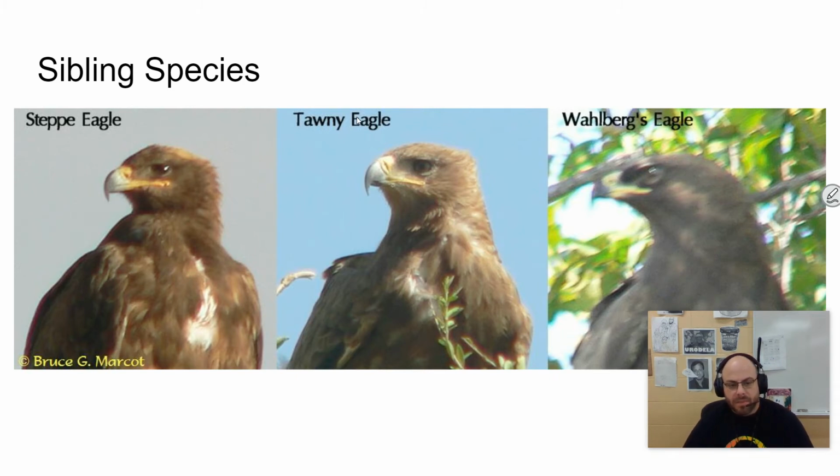This is the idea of a sibling species. We are so stuck on this idea that things that look the same are the same, and things that look different are different. I know that sounds weird, but this is an example of a sibling species where these three different species look very similar to one another, but they're actually separate species. They're not interbreeding populations. Even though they are morphologically identical, they are reproductively isolated from one another. And that's what we would call a sibling species.